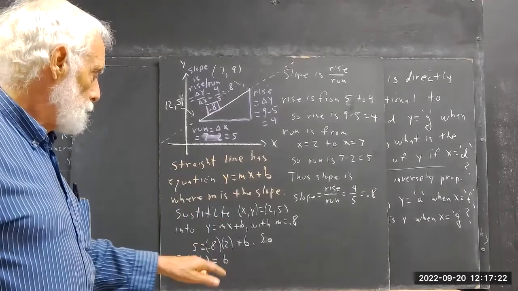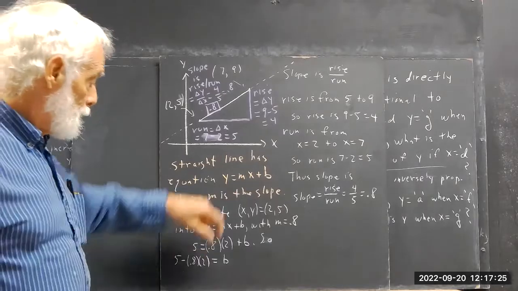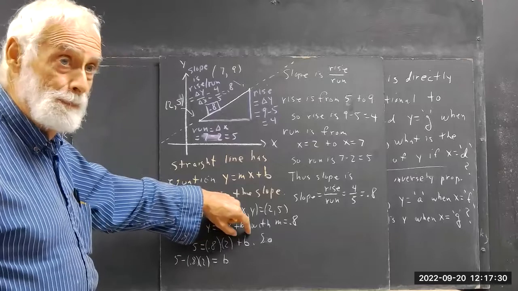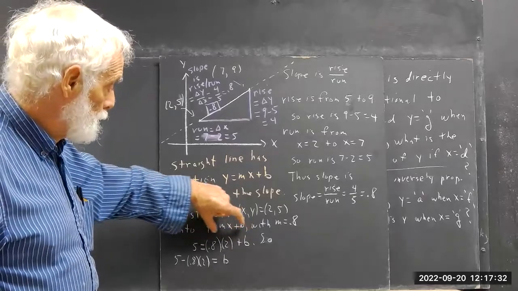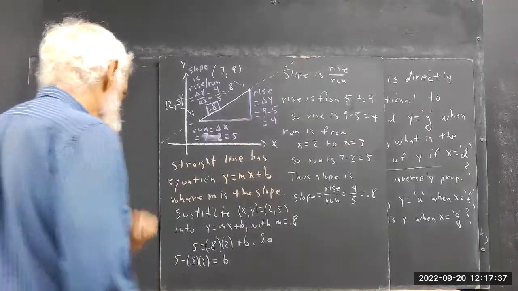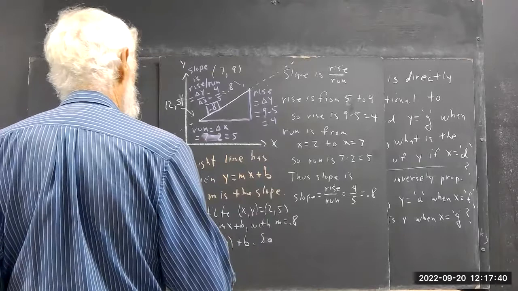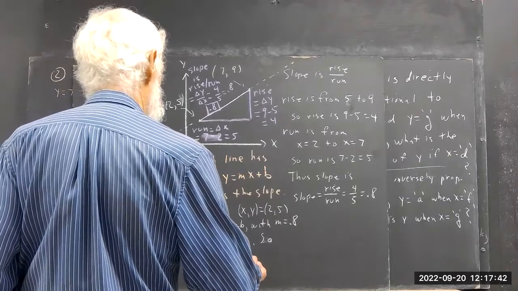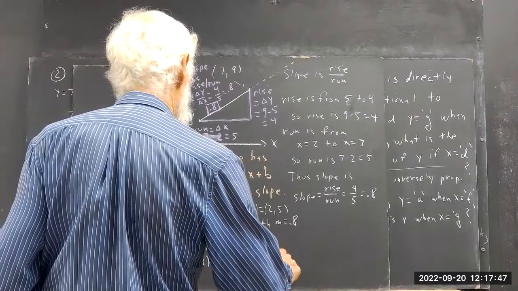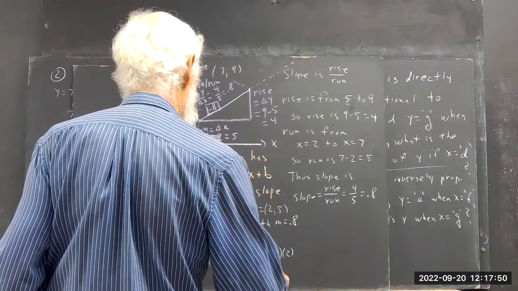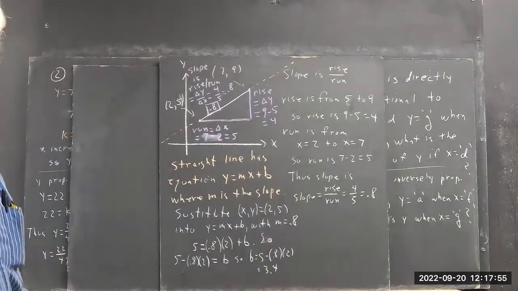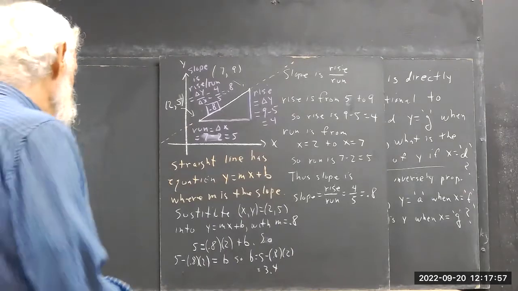Subtract the 0.8 times 2 from both sides, because that's obviously what we're going to do. If 0.8 times 2 is added to b, then to change this to just b, we've got to subtract the 0.8 times 2. And then we can do the calculation. So b is 3.4.